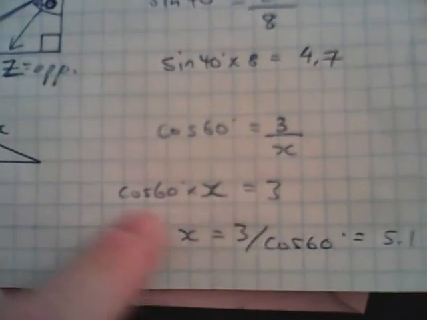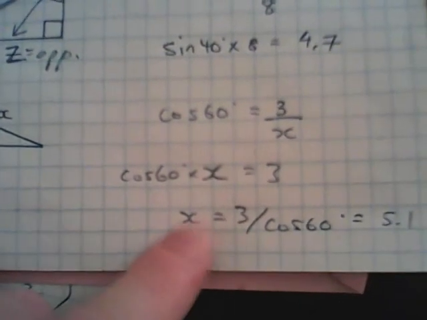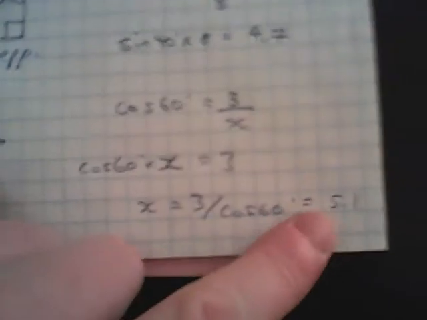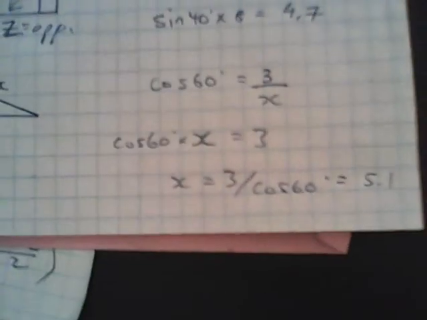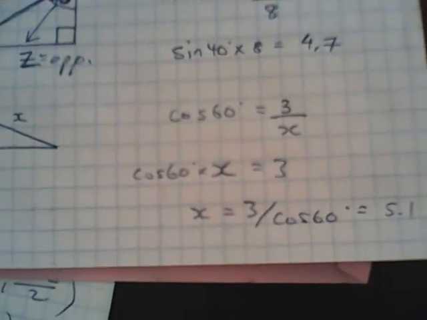And then you can see, I'll just divide both sides by cos 60. That will get rid of cos 60 on the left and isolate x for me. So hence, again with rounding, 5.1 is your side there. And that's Sohcahtoa, finding angles and sides in right angle triangles in a nutshell.